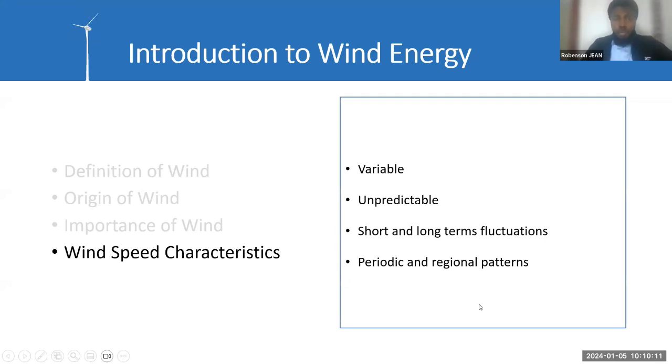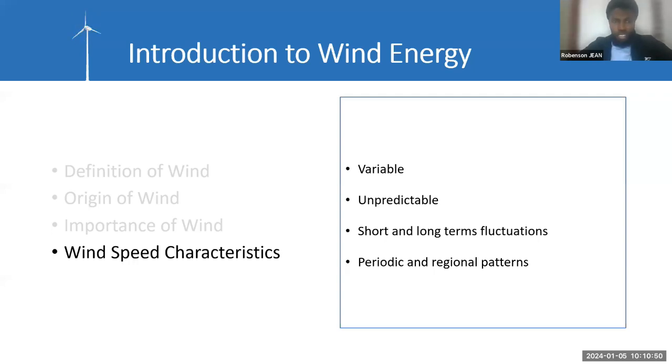The main importance of wind is the fact that we can extract the energy available in the wind, and the energy available is the kinetic energy. As we know, if a body is in motion, this body has a kinetic energy, and this kinetic energy is equal to one half its mass times the square of the velocity. So let us see what happened with wind.